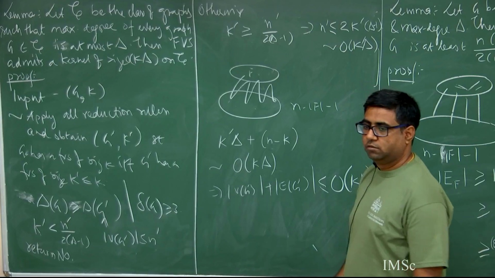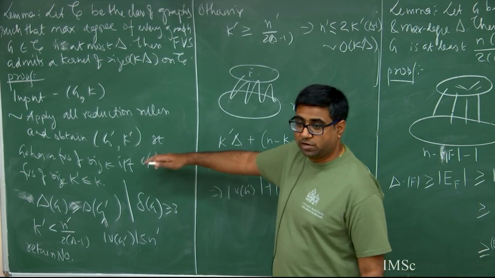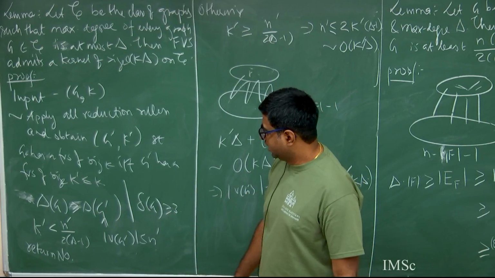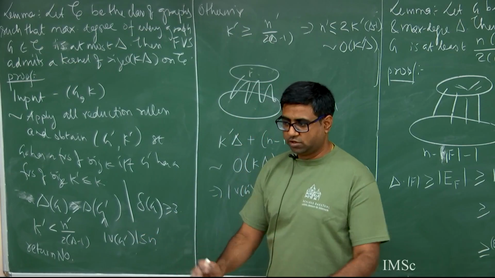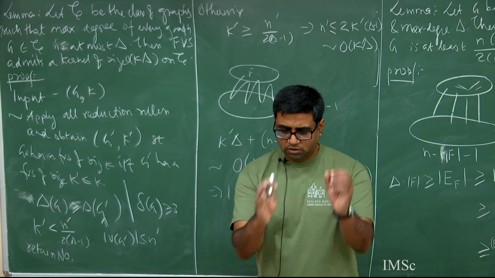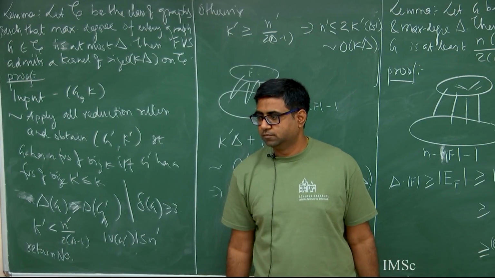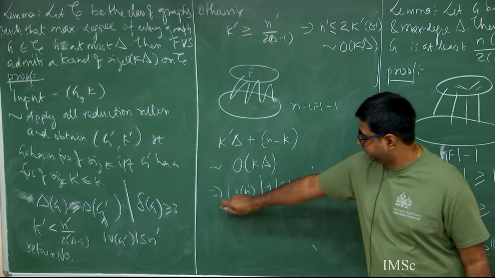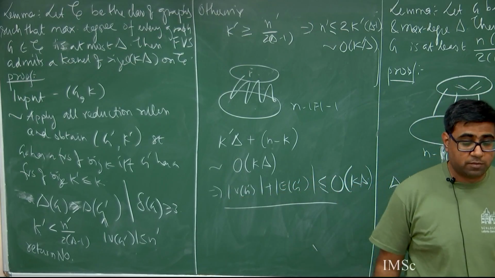So you apply these simple reduction rules. If the number of vertices is more than the bound, you return no, otherwise whatever graph you have, you just return that and you are done, and that has the desired size bound. Okay. So this is what we will do.